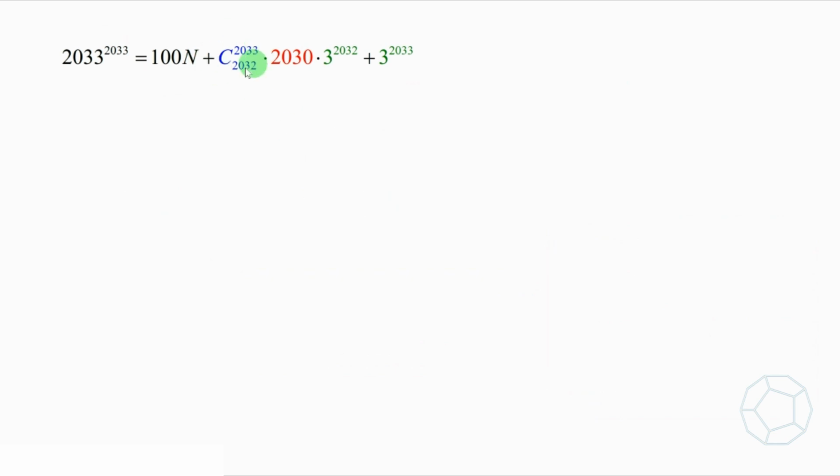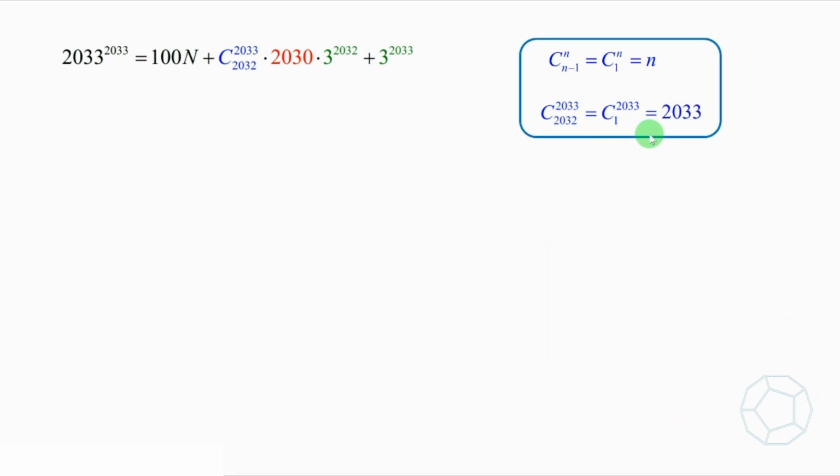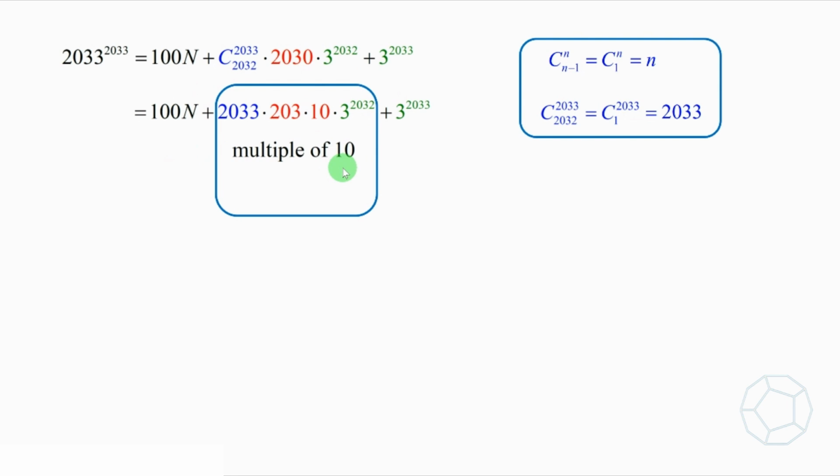Simplify the blue term first. This is a binomial coefficient. We use the property nC(n-1) is equal to nC1, which is equal to n. Therefore, 2033 C 2032 is equal to 2033. Next, for the red term 2030, write it as 203 times 10 again. Therefore, the whole term is simplified like this. Because it's a multiple of 10, the last digit must be 0.